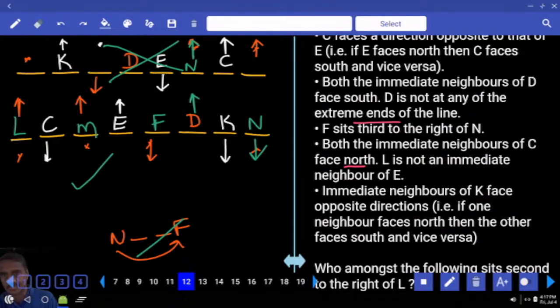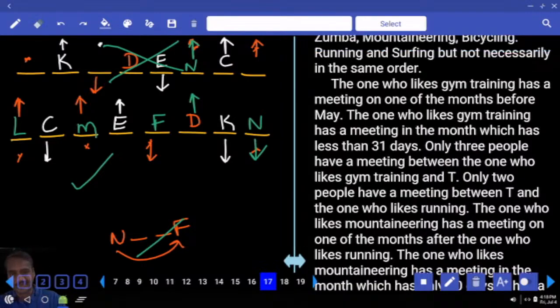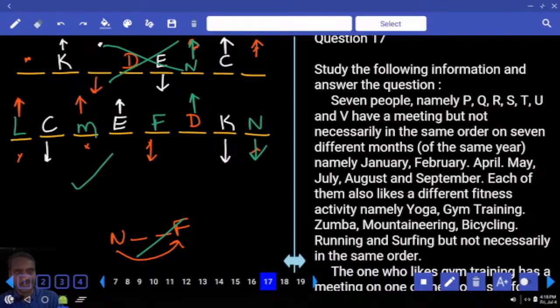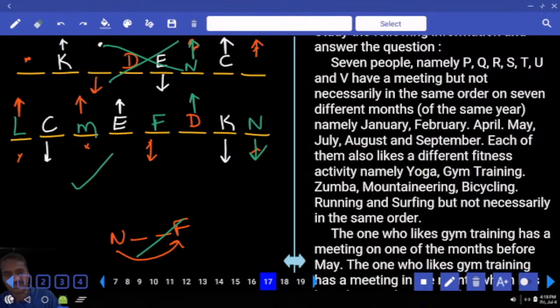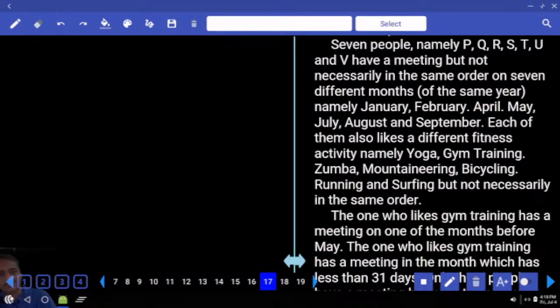Then coming to question number 17 onwards. Now in this one, tell me, first or second priority? Second priority. Now a parameter is added to this one, isn't it? That is the reason we are keeping this one under the second priority. Now 7 people were there, and who are those 7? P, Q, R, S, T, U, V. They have meetings, but not necessarily in the same order, in 7 different months in the same year.